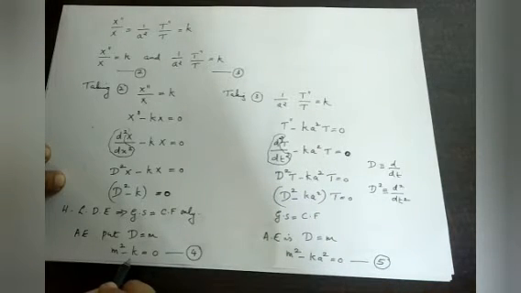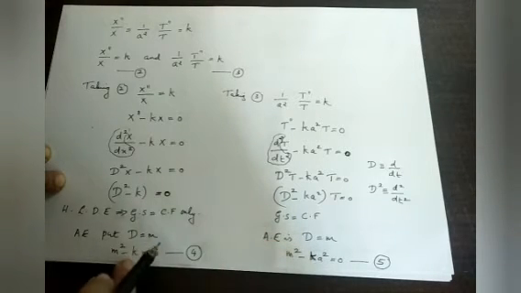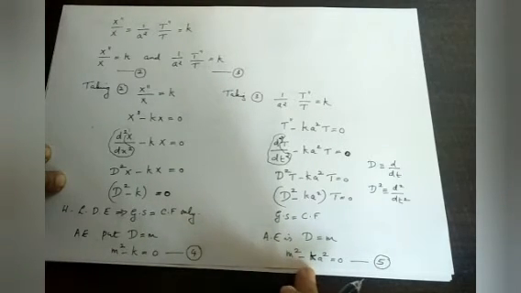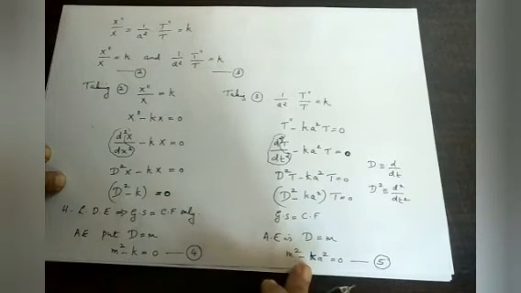Now, the possibility for the value of k is that k can be positive, k can be negative, or k can be 0. Therefore, there arise 3 cases and we will consider all the 3 cases. Now, case 1, when k is positive.